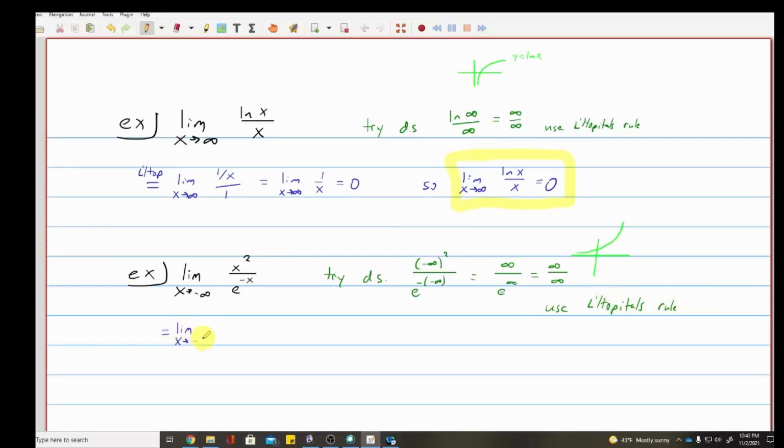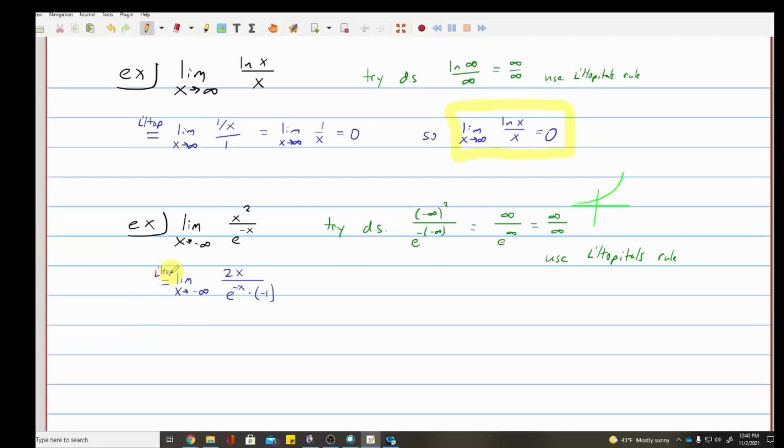So this is equal to the limit as x goes to negative infinity of 2x when I differentiate the top. And in the bottom, I'm going to use the chain rule. So e to some function, when I differentiate, I get e to that same function times the derivative of the inside function. And the derivative of negative x is negative 1.